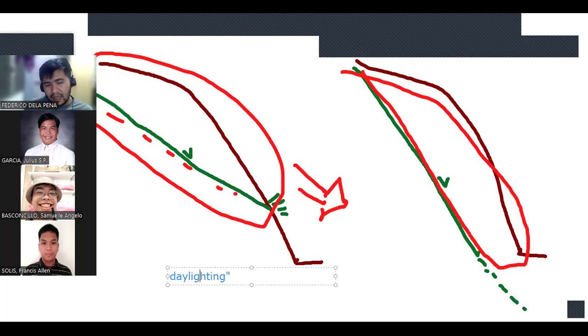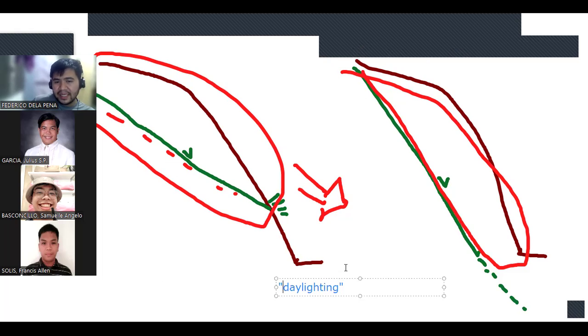Okay. This is the term coined by miners. Basically, their logic here for the name is that if the discontinuity is actually exiting or seeing some light in the surface, therefore, it's possible that this discontinuity can actually cause some rock slope failure.